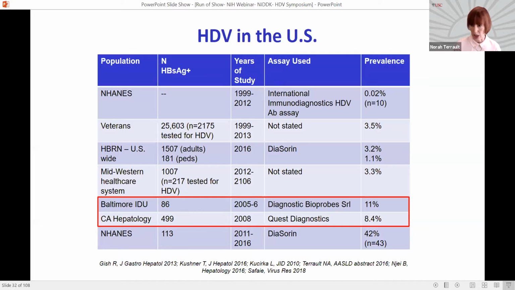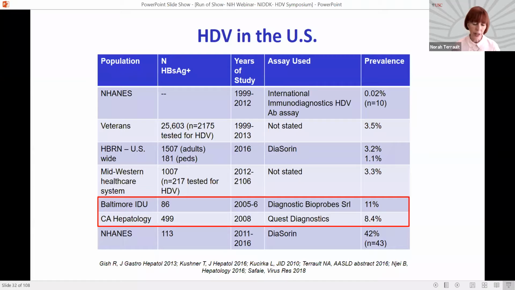But if you move to focusing on populations where they're studying individuals who are at risk, so looking at populations that inject drugs, specialty populations like hepatology practices, you can see that then you'll find higher prevalence of Delta, not surprisingly, because now you're honing in on groups that are more likely to get exposure.